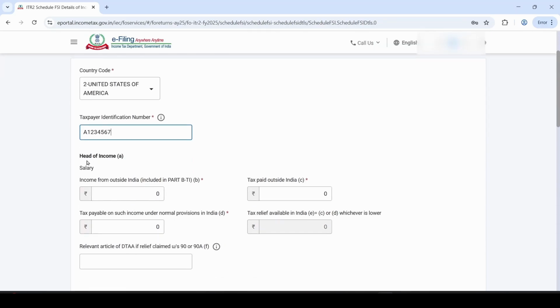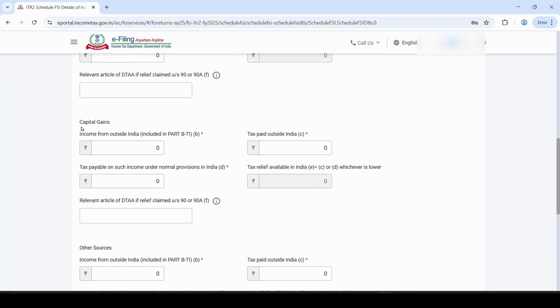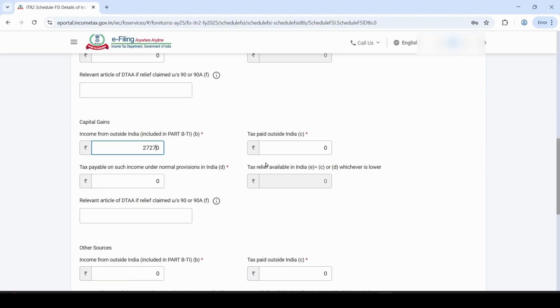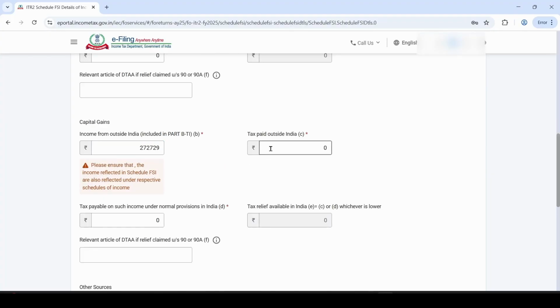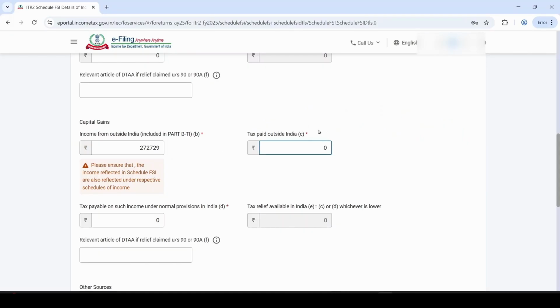Here we need to add the income in respective head. So we have foreign dividend income and foreign capital gain. So foreign capital gain will go in capital gain head. In my case, foreign capital gain from US is total 272,729. Tax paid outside India will be 0 because US doesn't deduct tax on capital gain income as per DTAA agreement. So here figure will be 0.